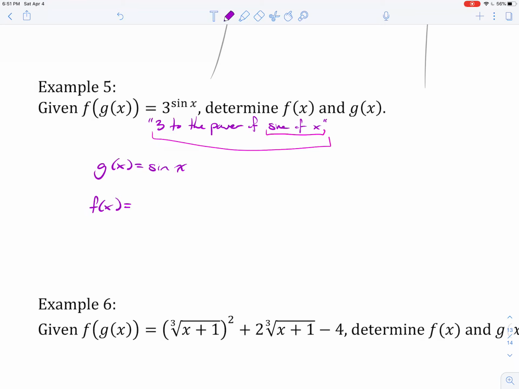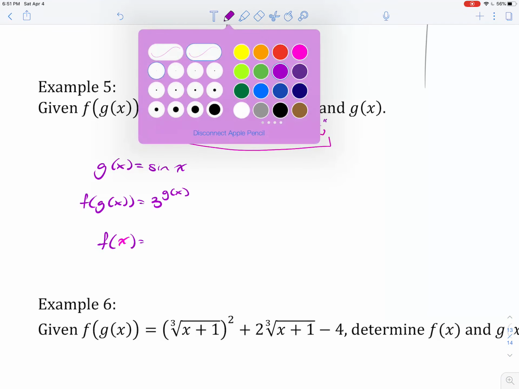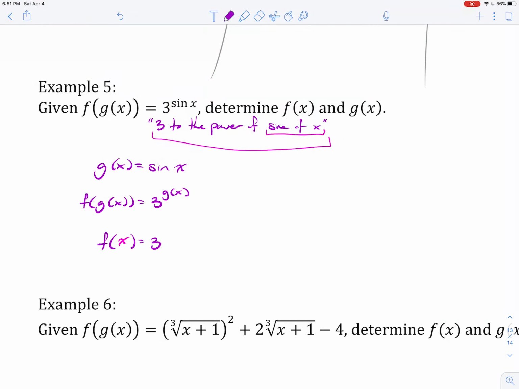And if you want to see it broken down, how do we get there? Then we can note that f of g of x is 3 to the power of g of x, which means that f of x is 3 to the power of x.